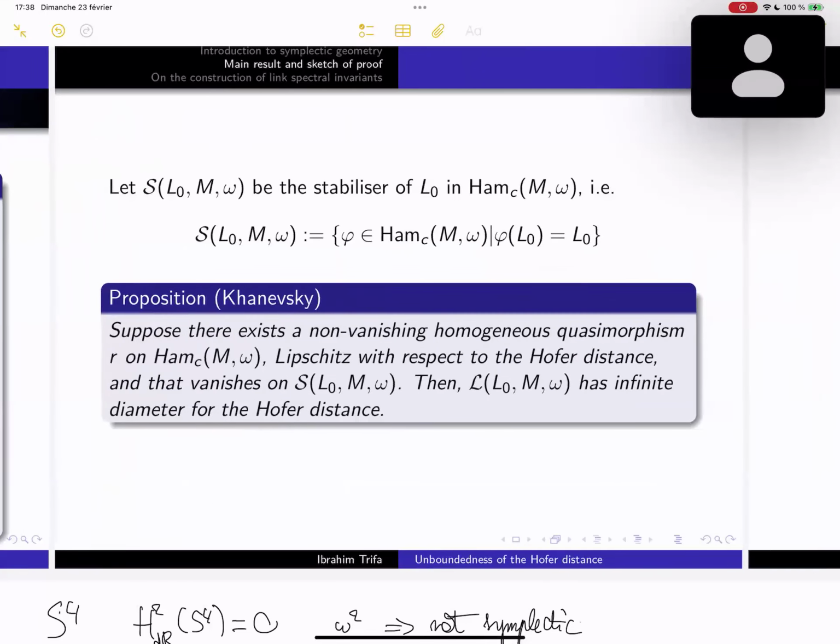Okay, so now I will state the strategy that Khanevsky used to show that the Hofer distance on the set of isotopies of a Lagrangian is unbounded. For this, he defines the stabilizer of your Lagrangian L0 as the set of all Hamiltonian diffeomorphisms fixing L0. Here it's not necessarily pointwise. You only need it to have image L0.